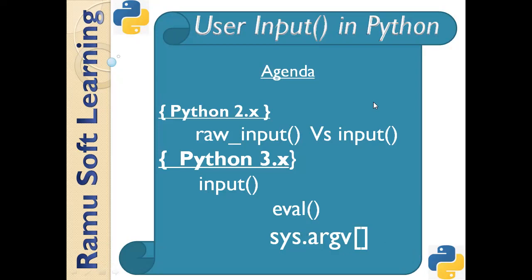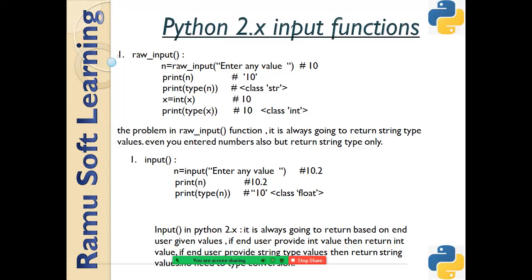What is input? Input means any information or data sent to the computer from the user through the keyboard. Python 2.x has two types of input function and Python 3.x has one type of input function. So Python 2.x has raw_input and input, two input functions. First, I will discuss raw_input and input.